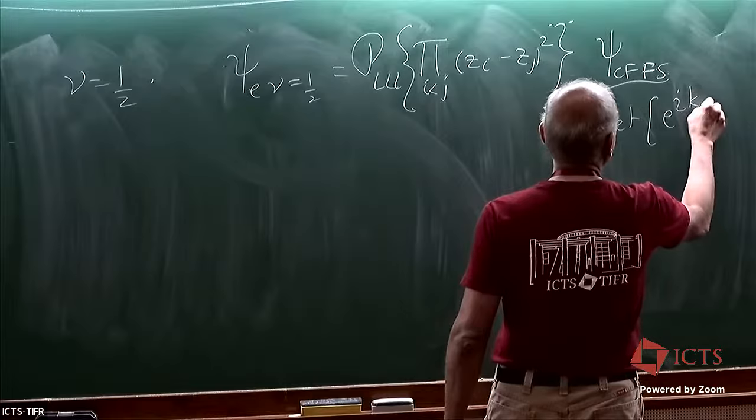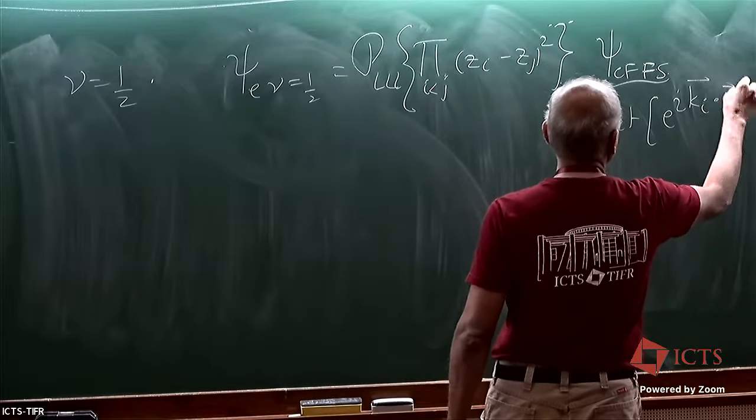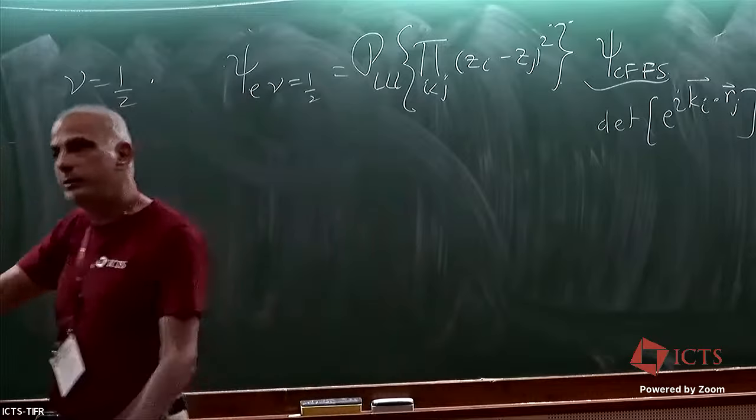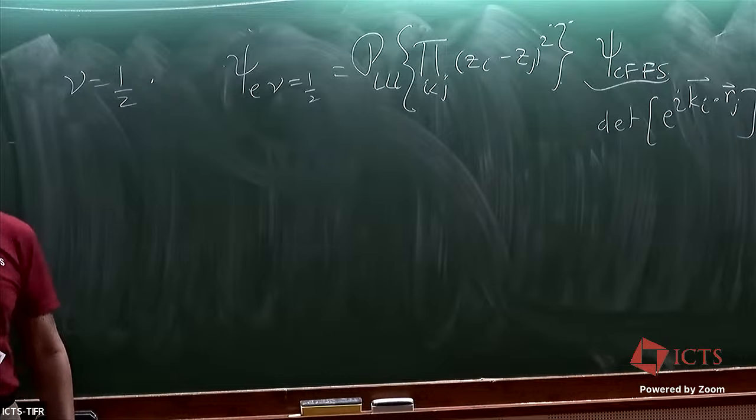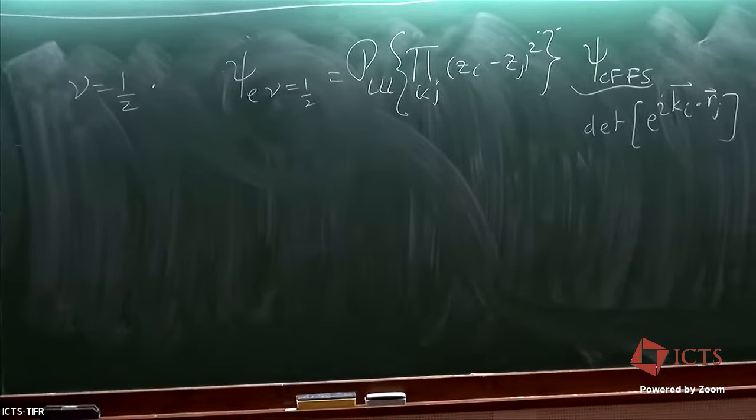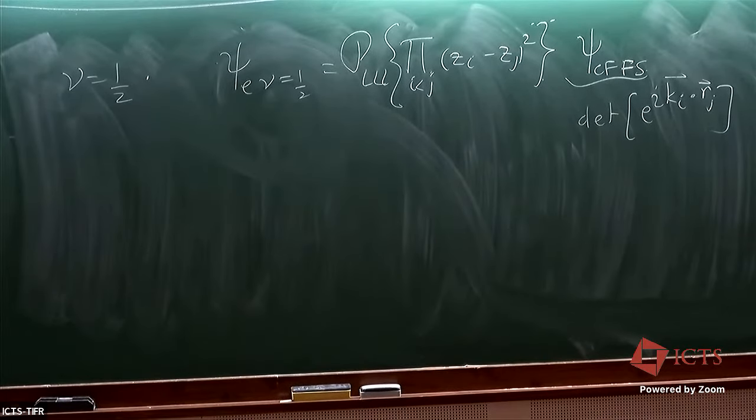e to the i ki dot rj. You fill up all the k states within some Fermi surface, within some Fermi sea, and you take that monstrous wave function and project it. So that is a compressible state in the lowest Landau level. And this state, in fact, has been seen. The state was first thought of in a paper by Halperin, Lee, and Read, which we're going to talk about in the evening, I hope. And later on, this wave function was also used; they did exact diagonalization.